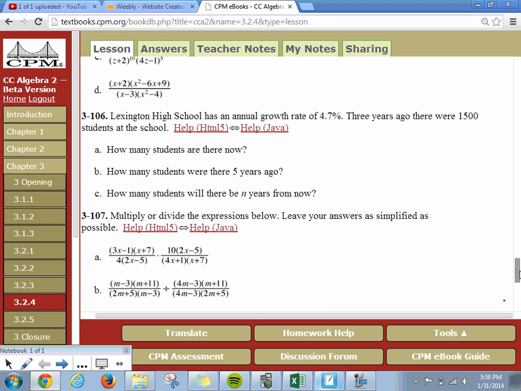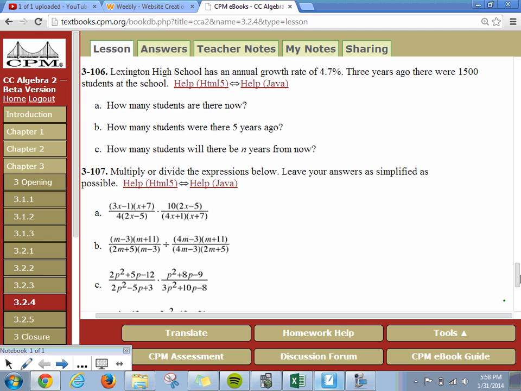So they tell us it's a growth rate, so we expect those numbers to be increasing. So a year from now, there should be more students than there were to start out with. Let's scroll down. So for our equation, it says 3 years ago, we had a starting value of 1,500, and we're growing at a rate of 1.047 to however many it was. So 3 years later, how many students were there?